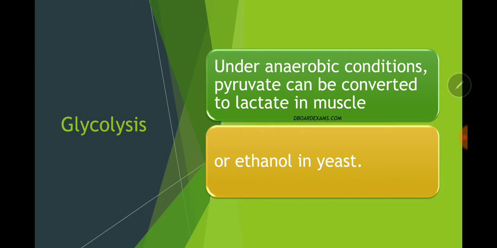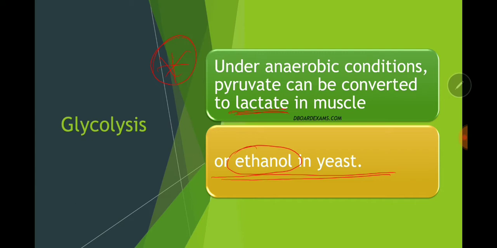However, in yeast, without oxygen, the pyruvate is going to be converted into ethanol. These are key important points that you're supposed to remember. Okay, in muscle, in the absence of oxygen, you form lactic acid, which is lactate. In the absence of oxygen, in yeast, pyruvate is converted to ethanol.